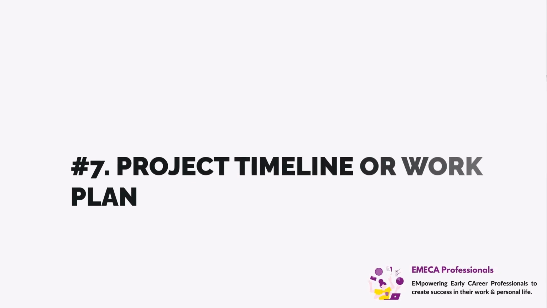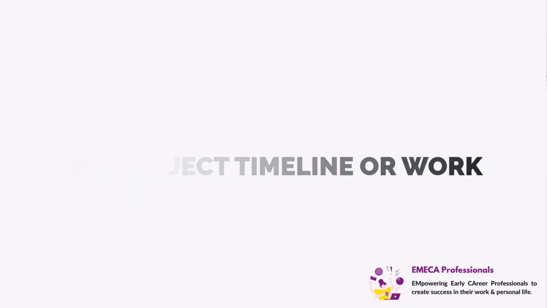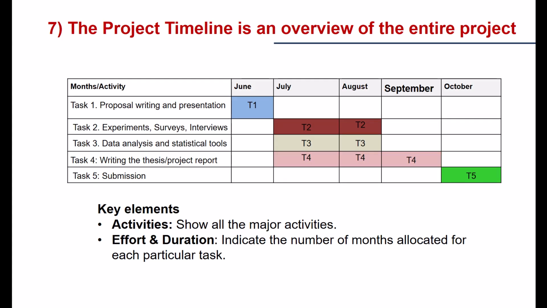The seventh component is the project timeline or work plan. And this is where you include when you will start and finish important aspects of the project, such as proposal writing and presentation, experiments, surveys, interviews, or all the major tasks that are involved in your project. You want to indicate the timeline, how many months you would need to perform each role, and you can present it in the form of a table, or you can also make it as a list.